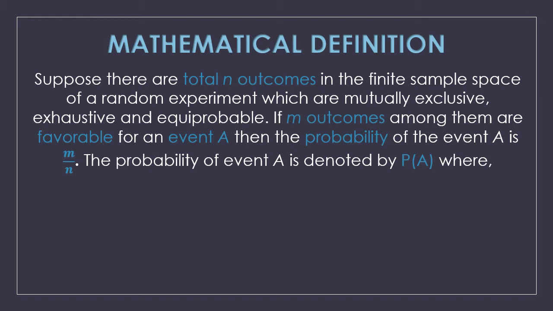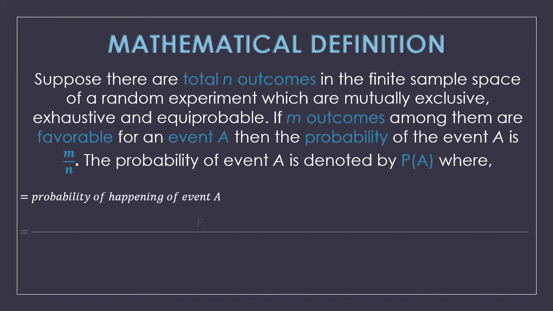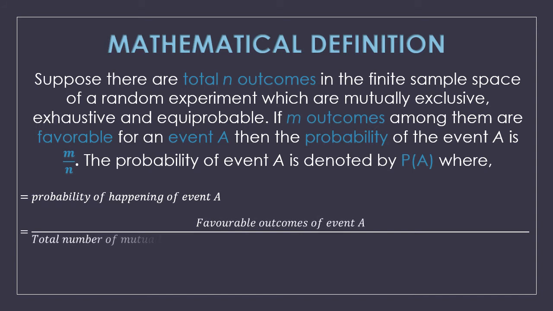Now this is something which we have studied in 10th, but this is just a kind of revision here. Now P(A) is the probability of happening of event A. The formula can be written as the favorable outcomes of event A divided by the total number of mutually exclusive, exhaustive and equiprobable outcomes of a sample space, that is equal to m upon n. So the first formula for calculating probability, depending on the mathematical definition, is m upon n, that is favorable outcomes divided by total outcomes.